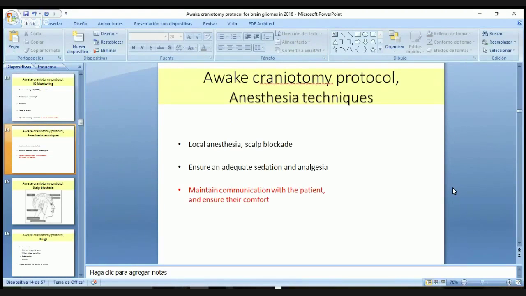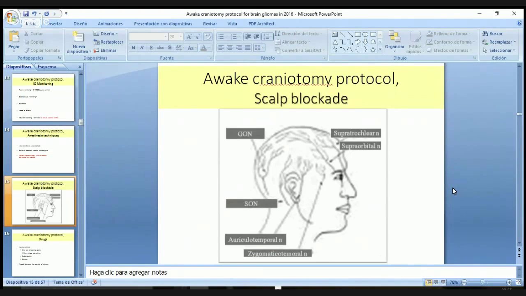We need to use correct and adequate anesthesia techniques for these kinds of surgery, such as local anesthesia and scalp blockade, ensure adequate sedation and analgesia, maintain communication with the patient, and ensure their comfort. This is the important key point for these kinds of surgery.